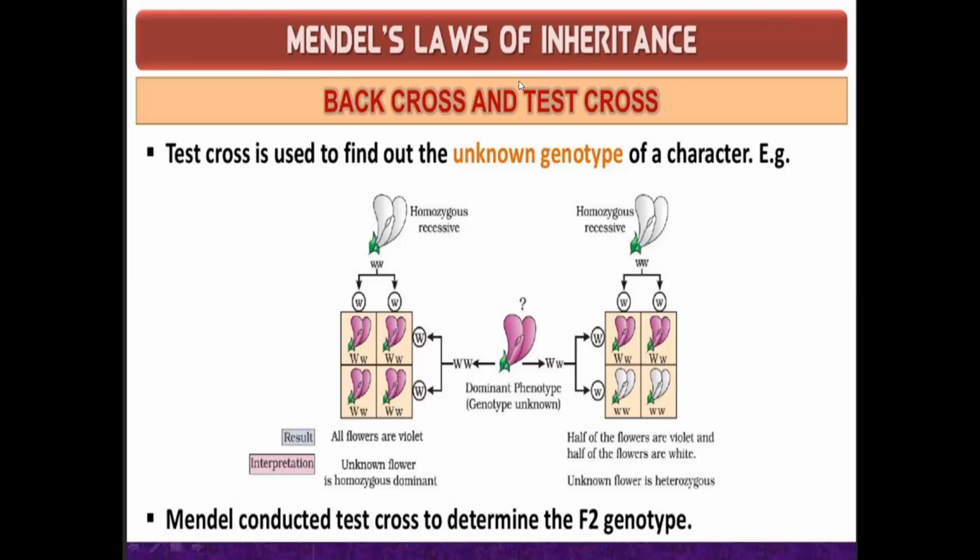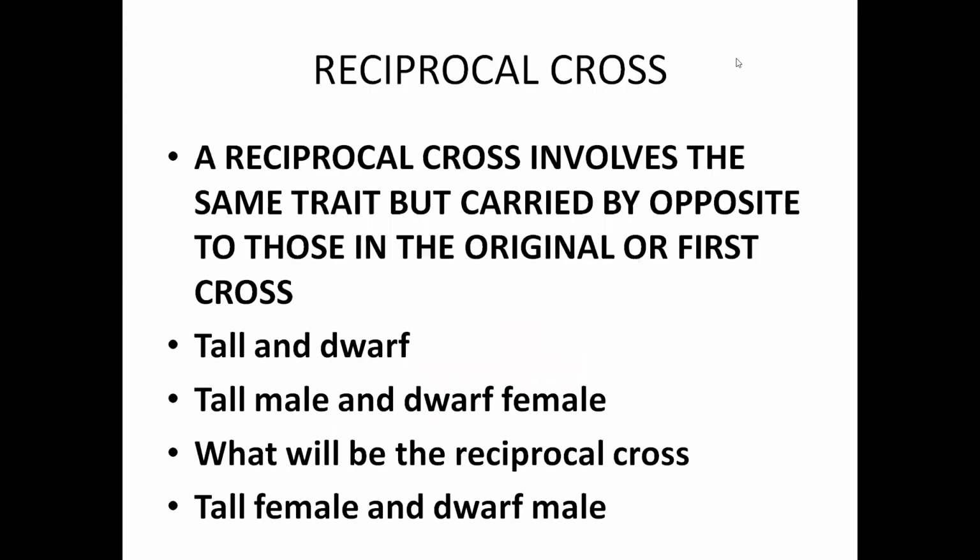So here, if all flowers are violet, it is homozygous. If all plants are tall after the test cross, then it is homozygous. If half of the plants are violet and half white, or half of the plants are tall and half dwarf, then it is heterozygous. So this is test cross. Next, see what happens.